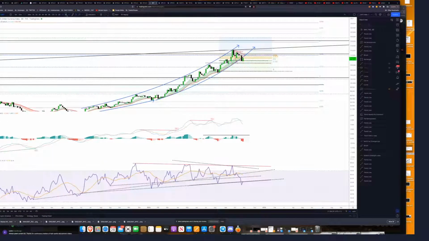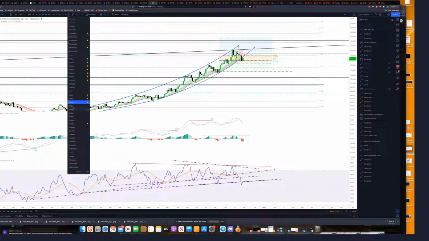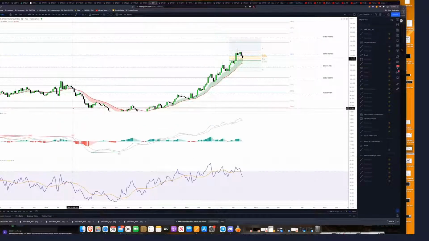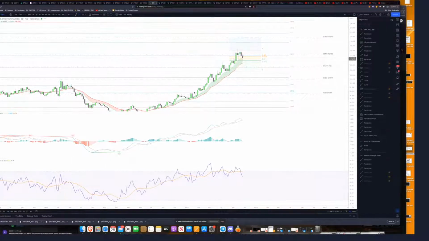All right, so let's just see. Is it a 5-day chart? Something's not quite lined up. Okay. What about the weekly?